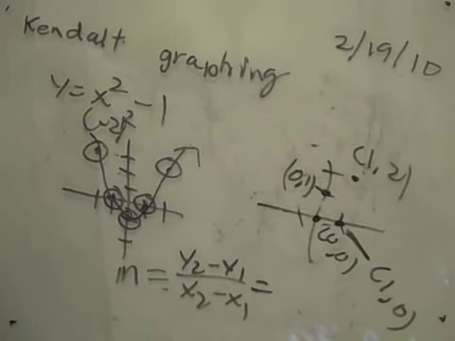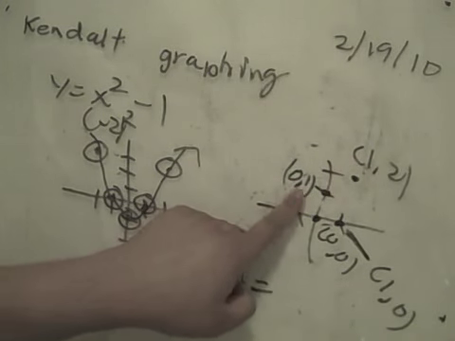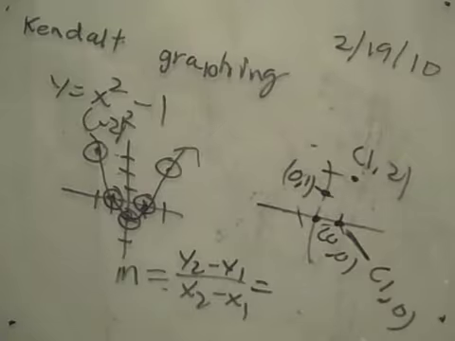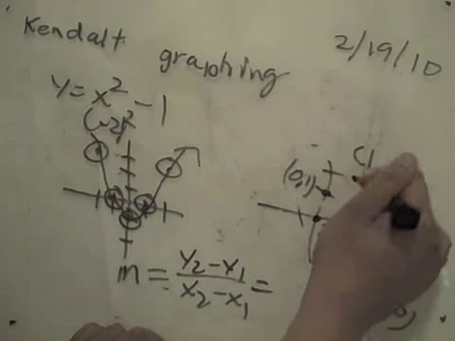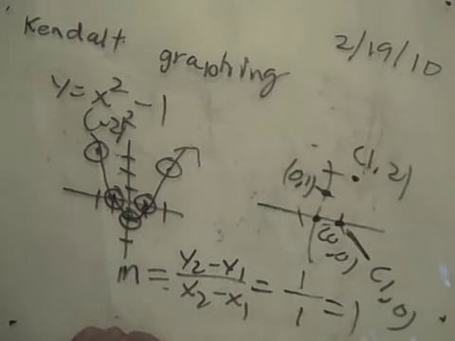But the problem is that if this is y2, then this has to be x2, and if this is y1, then this has to be x1. So it's kind of complicated, but not too bad. You just subtract two things and then divide them. y2 minus y1 is 1. x2 minus x1 is 1, so the slope is 1.